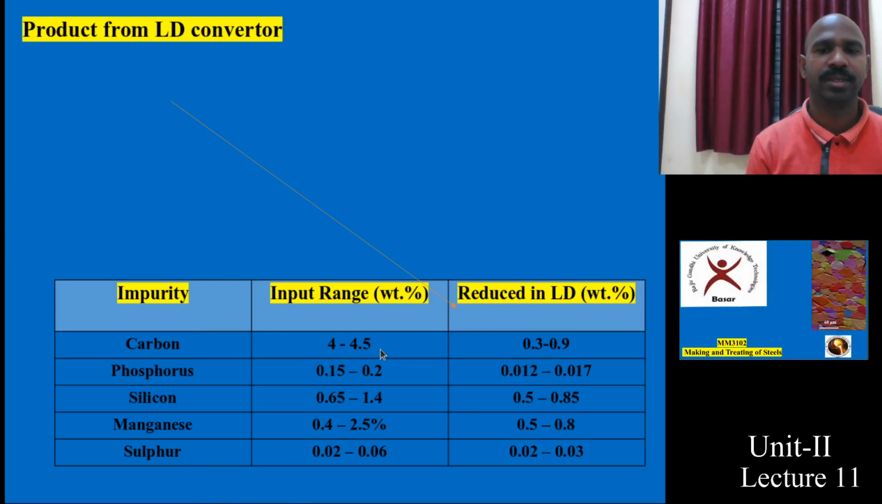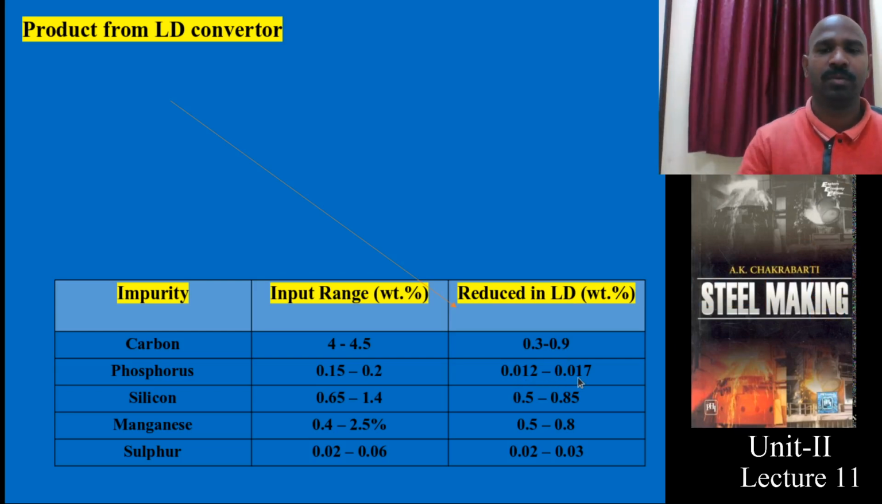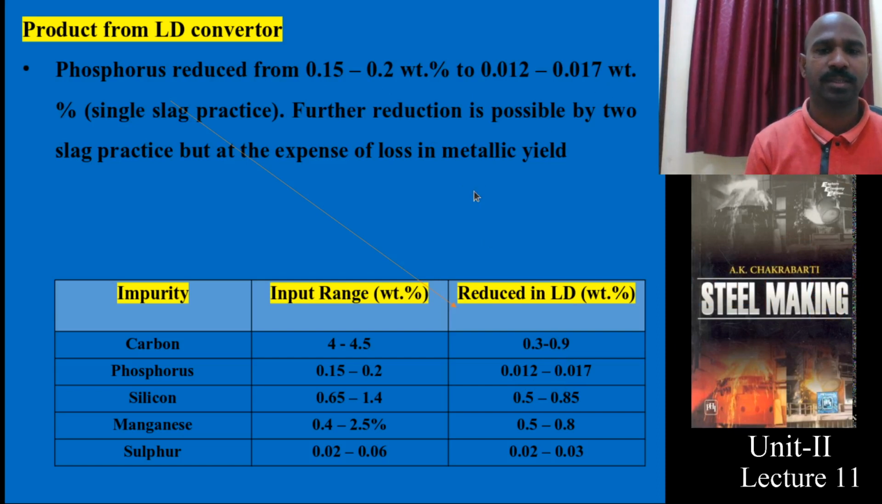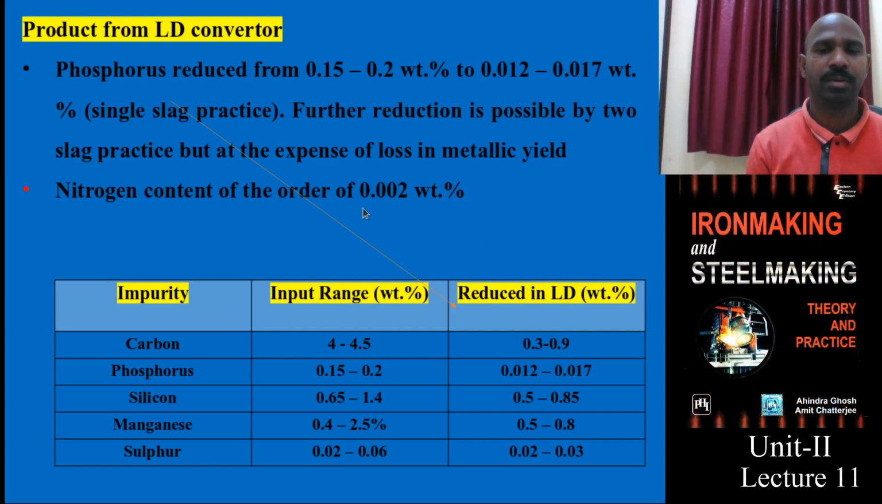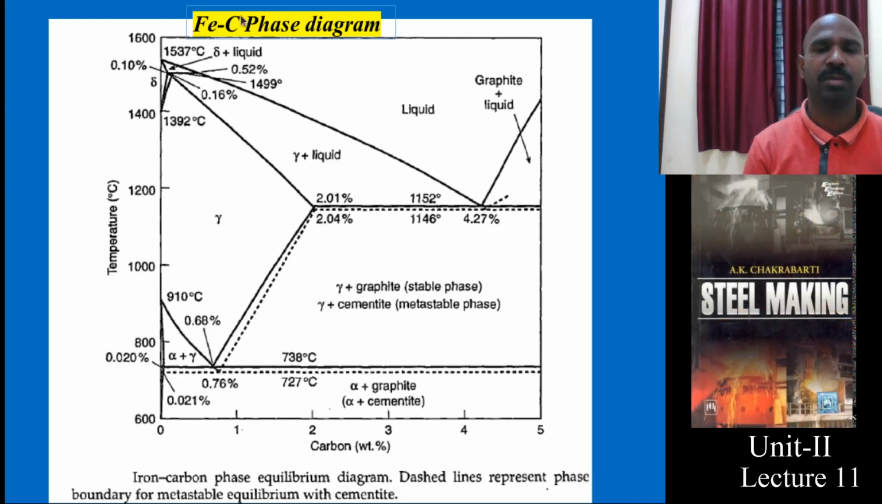It was 4 to 4.5. Finally, after refining in the LD converter, it came out in the 0.3 to 0.9 range. Similarly, phosphorus is reduced to 0.01 to 0.017, nitrogen to 0.02 percent, and carbon to approximately 0.3 percent. The importance of the iron-carbon phase diagram is in what kind of steel is produced.